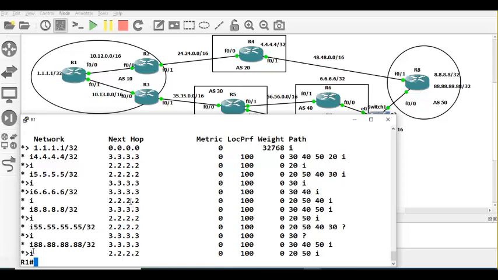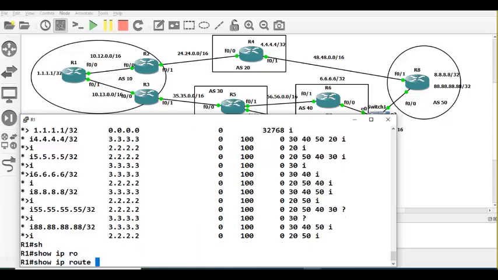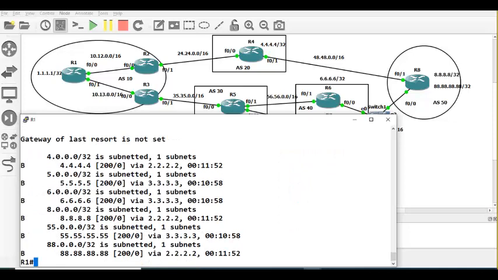How do I know? Because I see the greater than symbol for the next hop 2.2.2.2. So focus only on 8.8.8.8 and 88.88.88.88. Do not focus on the other networks. Let's focus on only this network to learn things. Show IP route BGP. You can see almost half of it, some of the networks are going via router 2, some are going via router 3.